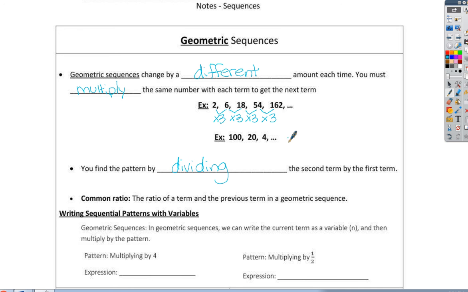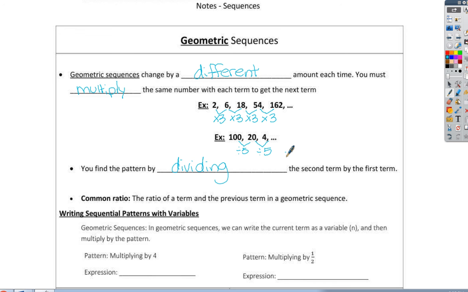Now, when we work backwards, we have to divide, because we always are multiplying and dividing when we're doing geometric sequences. So we need to figure out what we need to divide by when we have a larger number going to a smaller number to get our next term. So 100 divided by 20 would get us 5. So we need to divide by 5, so 100 divided by 5 would get us 20. 20 divided by 5 would get us 4.